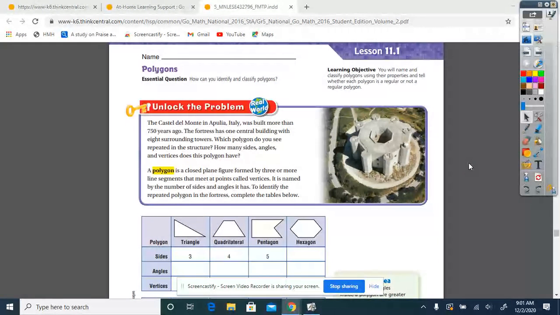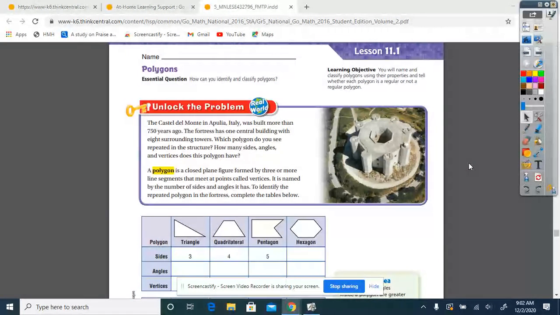The word poly means more than one or many. So a polygon is a closed plane figure formed by three or more line segments that meet at points called vertices. Basically, in order for a shape to be a polygon, the shape has to be closed, and those line segments meet at a corner called a vertex. This shape cannot have rounded off sides. It's just straight line segments.